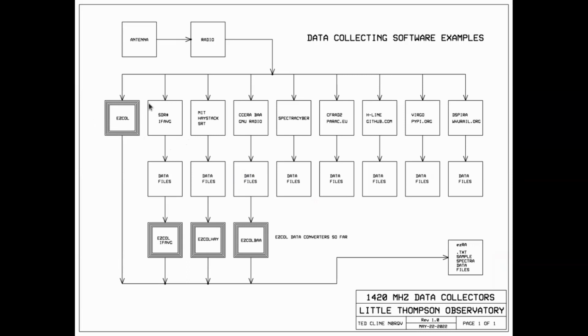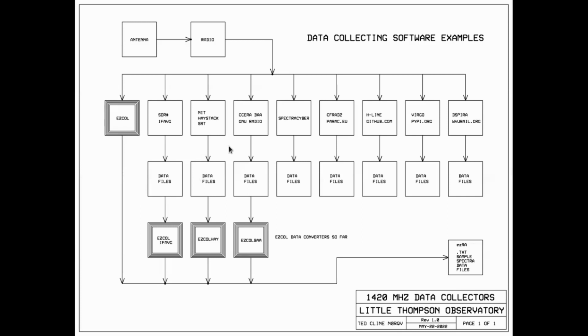Very popular is SDR Sharp from airspy.com. And there is an IF average plugin that you can add that collects the data, provides a nice spectrum, and writes it to a data file. I said I was using MIT's Haystack SRT program running on Linux, and that was writing data files.